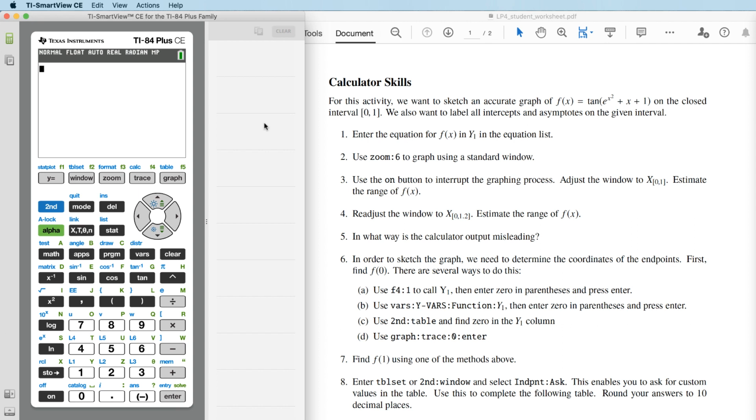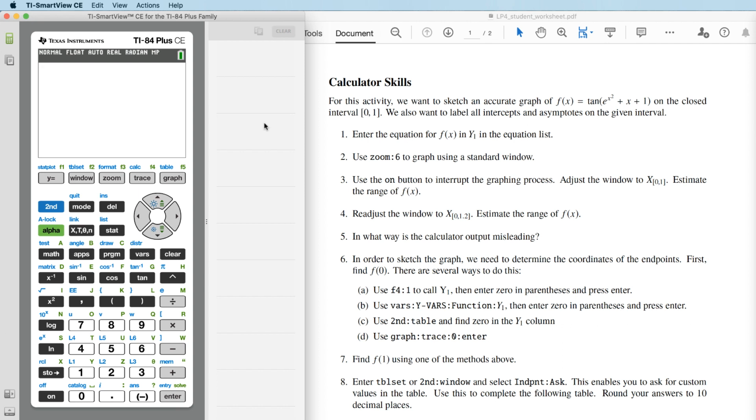So let's look at our activity, and what we're asked to do here is to sketch an accurate graph of the function f of x equals tangent of e to the x squared plus x plus 1 on the closed interval from 0 to 1. We also want to label all intercepts and asymptotes on the given interval. It does say sketch the graph, but we don't want to just sketch it on the calculator. We want to be able to sketch it on a piece of paper and make sure that we can label all of those key features of the graph on our paper and pencil sketch.